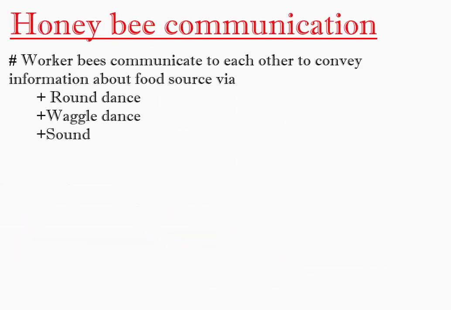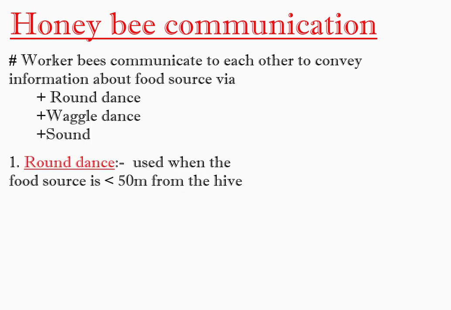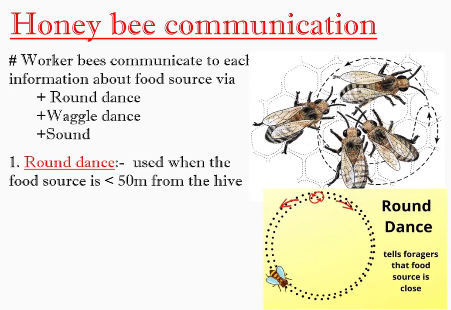Honeybee communication. Worker bees communicate with each other to convey information about food sources via round dance, waggle dance, and sound. The first way of conveying information about the direction and distance of the food source is the round dance. The round dance is a circular movement in which the foragers give information about the food source to others in the hive when the food source is less than 50 meters from the hive, which is nearer to the hive.